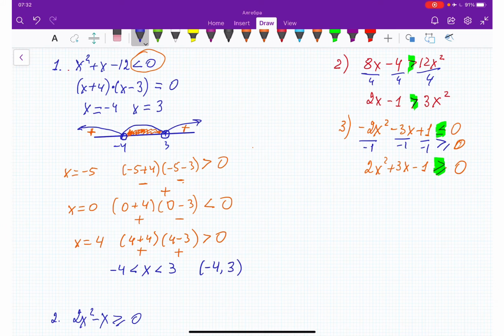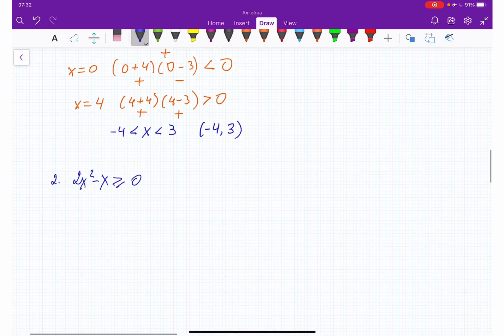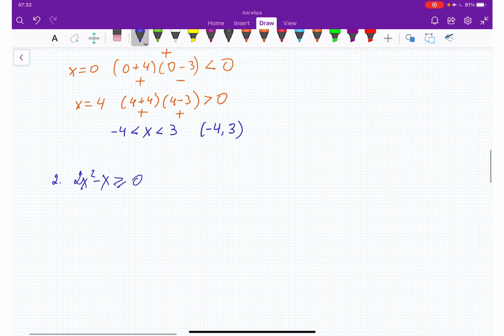And put in parentheses, because negative 4 and 3 are not included, so equal sign is missing. Okay, next one. 2x squared minus x greater than 0. So how am I going to solve this one? So getting x out, I will get x times 2x minus 1 greater equal 0. Well, for solution, I'm going to put equals 0.